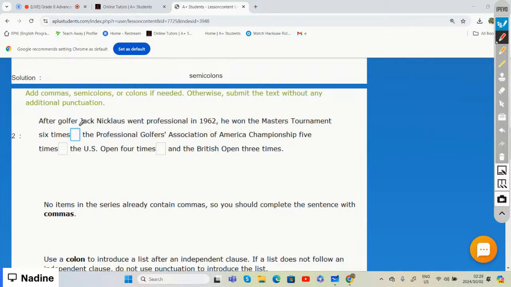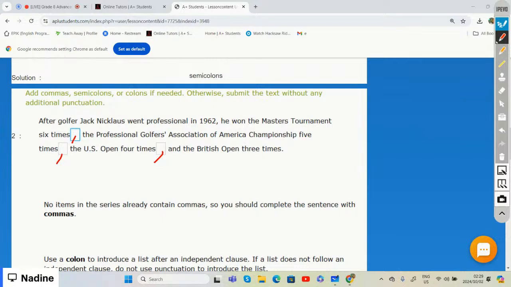Which means that after golfer Jack Nicklaus went professional in 1962, he won the Masters tournament 6 times, comma, that's one thing. The Professional Golfers Association of America championship 5 times, that is also something that he won. He also won the US Open 4 times, and he won the British Open 3 times. So we need to separate it with a comma because they are listing a series of things that he had won, right?